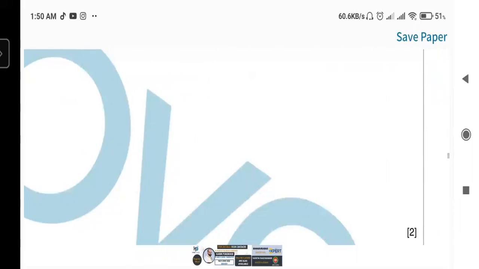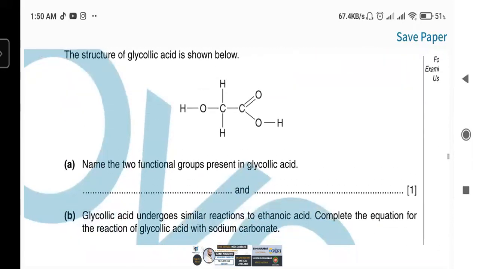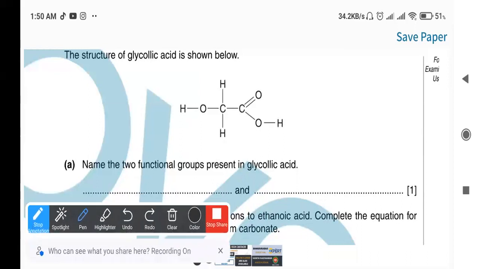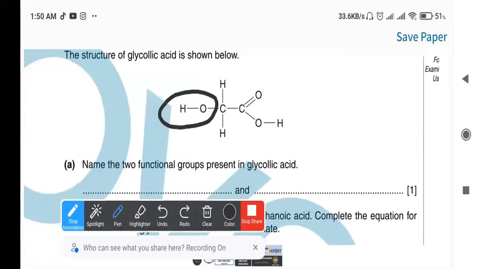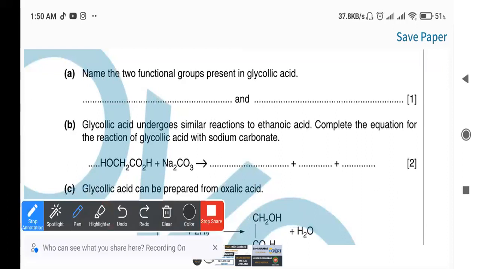Percentage of oxygen in the clean air. Okay, not needed. Okay, two functional groups present here in this compound. So functional group means the reactive groups. So we have only OH here. It's an alcohol, and when we have COOH, it's the carboxylic acid. So two functional groups are alcohol and carboxylic acid.